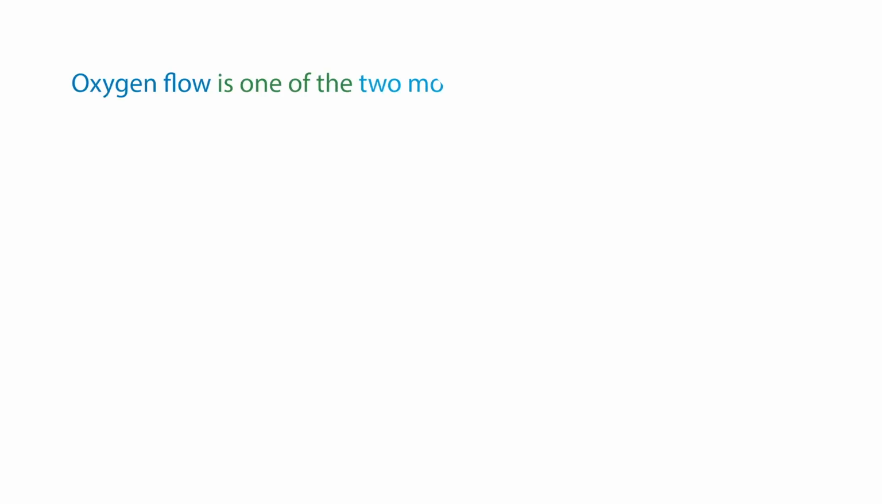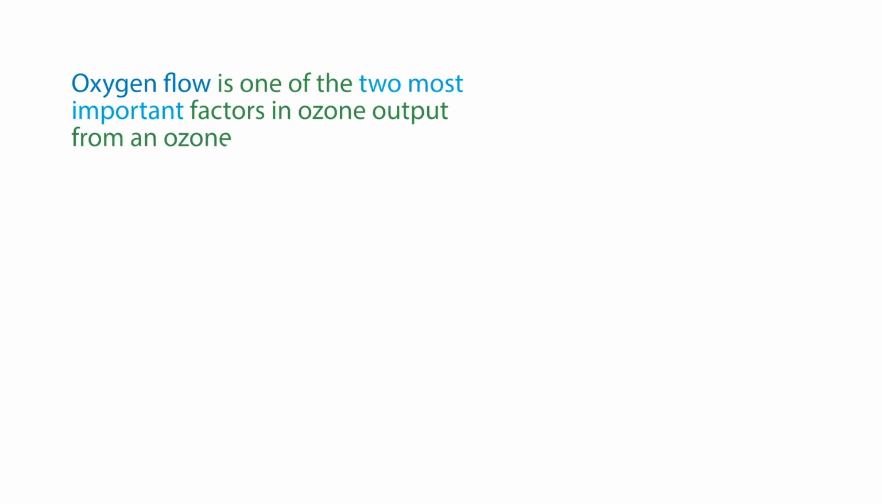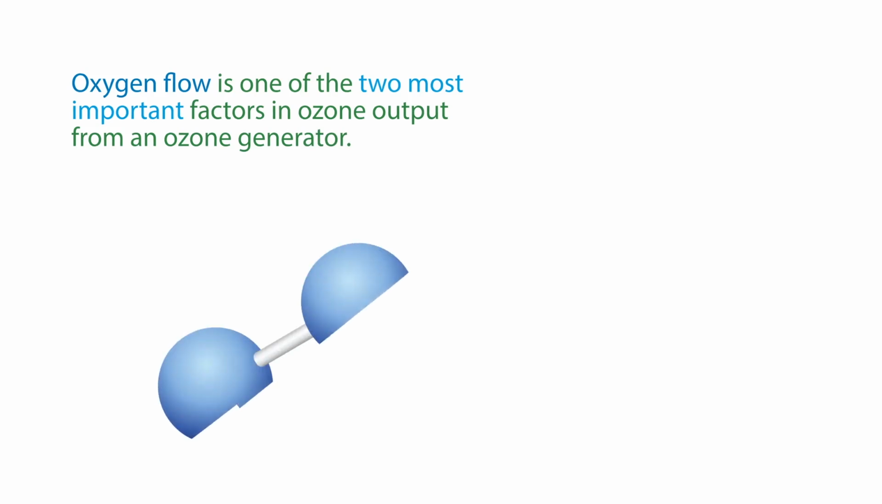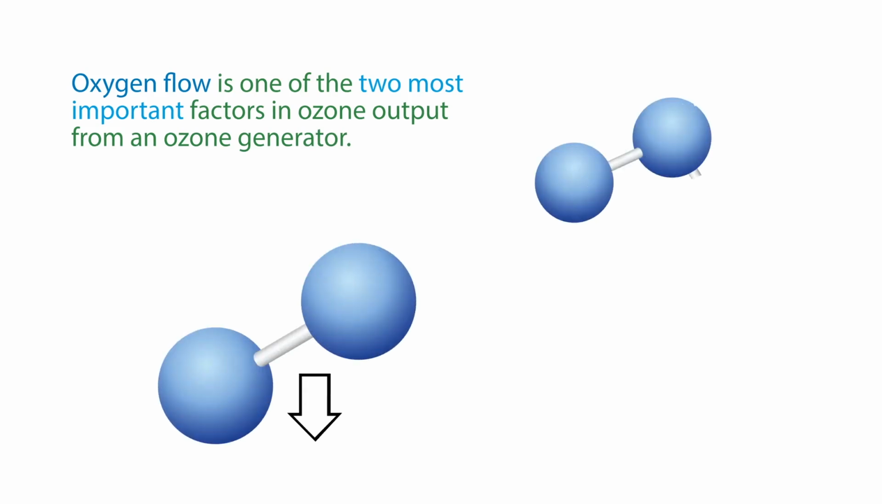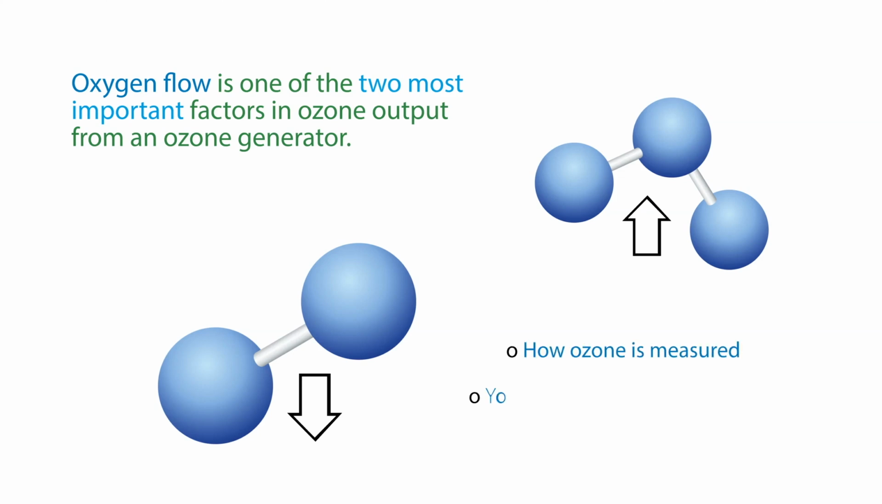Oxygen flow is one of the two most important factors in ozone output from an ozone generator. In general, the lower the oxygen flow, the higher the ozone output. In this video, we'll show you how ozone is measured and why, in some cases, you might want to choose a higher oxygen flow rate.